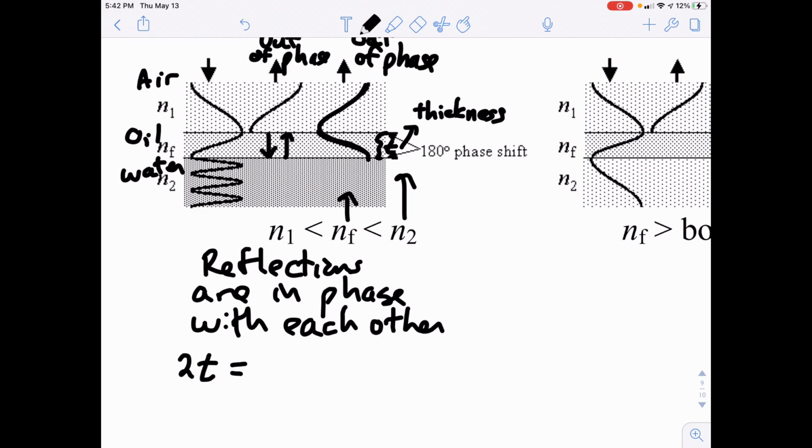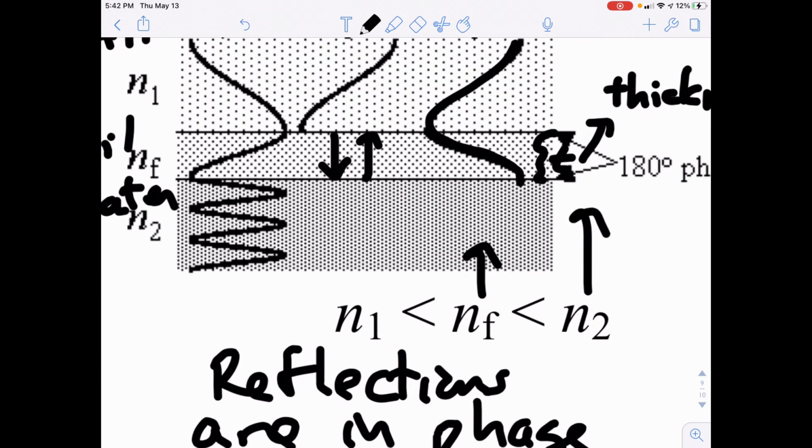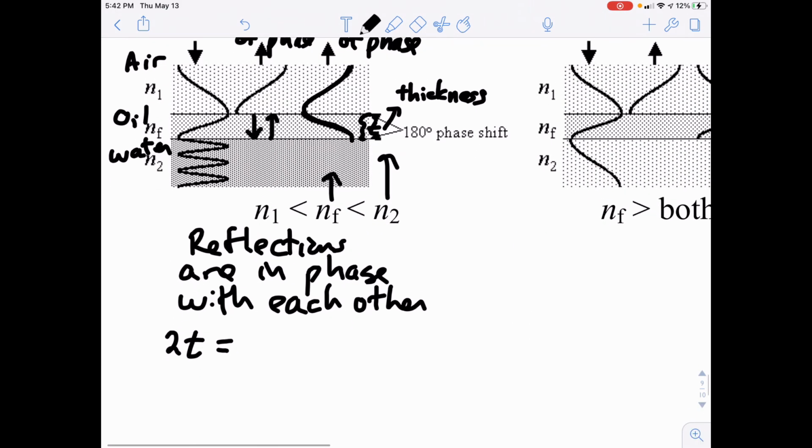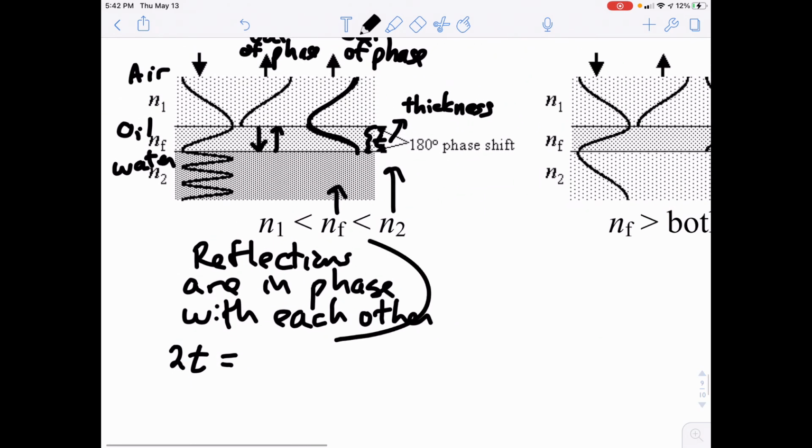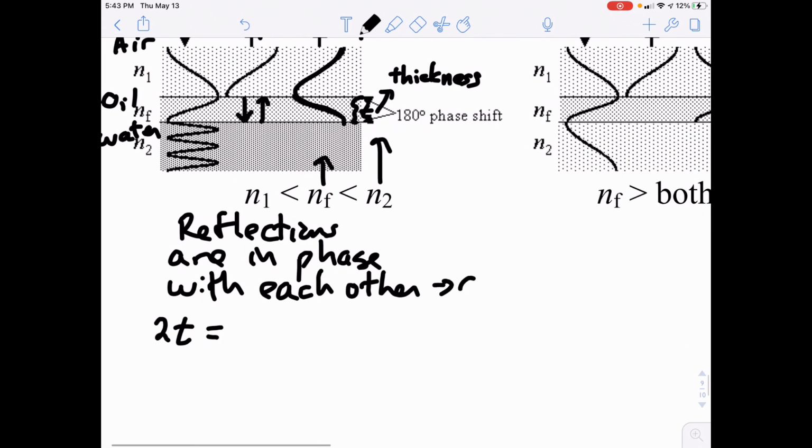But what does 2t equal? Well, it's the thickness of the film relating to, if they're in phase with each other, then that means they are off by some multiple of wavelength. It means they are constructively interfering. That's a pretty important point. If the reflections are in phase with each other, they're constructively interfering.